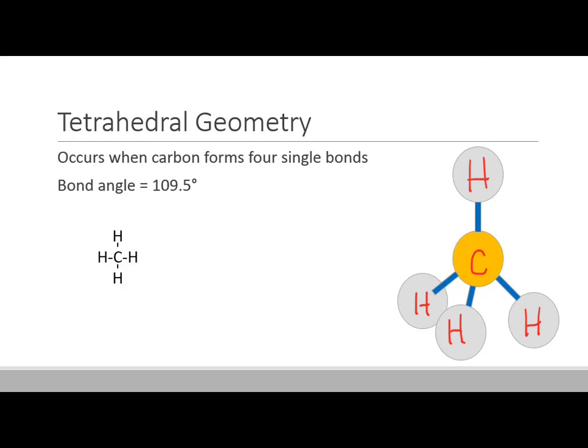Kind of like a music stand, with the tripod legs and the music stand sticking up out of the top. The bond angle between any two of these would be 109.5 degrees. All right, 109.5 degrees on any of these bond angles here. This is extremely common because, again, carbon often makes 4 single bonds, so you'll see a lot of tetrahedral geometries.